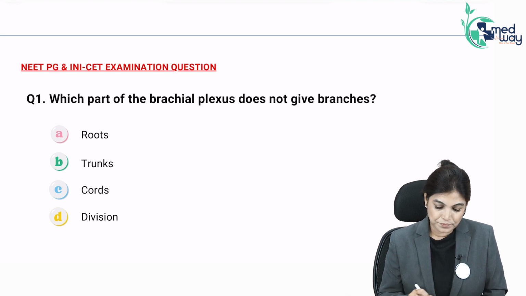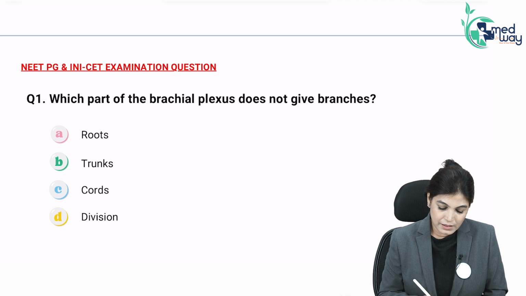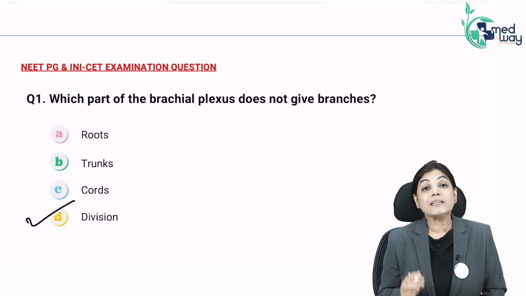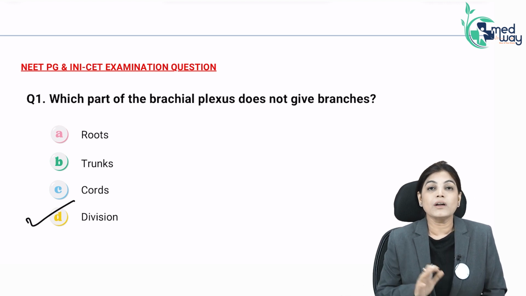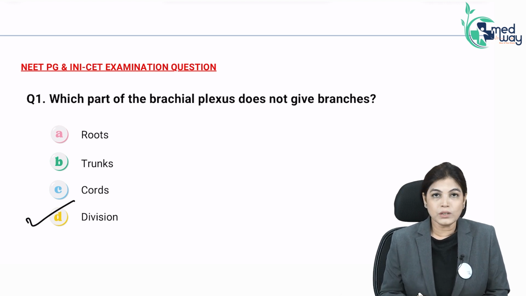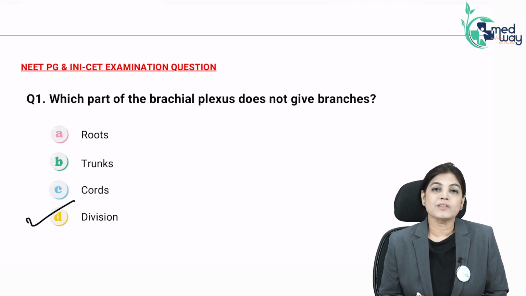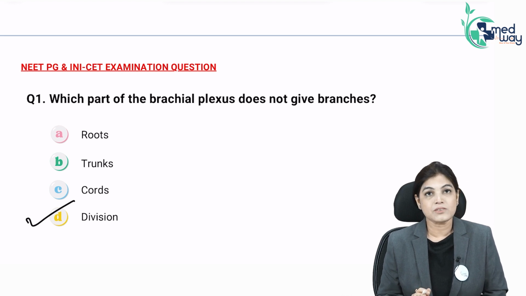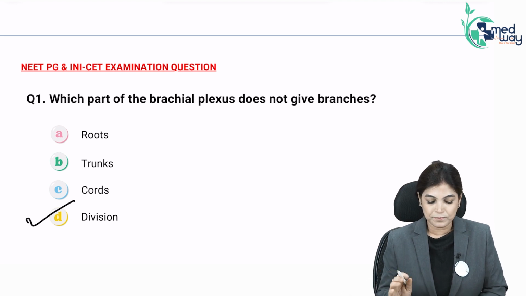The answer is division. If I talk about anterior and posterior division, it is not giving any branch in the brachial plexus. Here the root of brachial plexus is giving branches, that is long thoracic nerve and dorsal scapular nerve. Upper trunk is giving branches, nerve to subclavius and suprascapular nerve. Cords are giving many branches, as we have seen already.